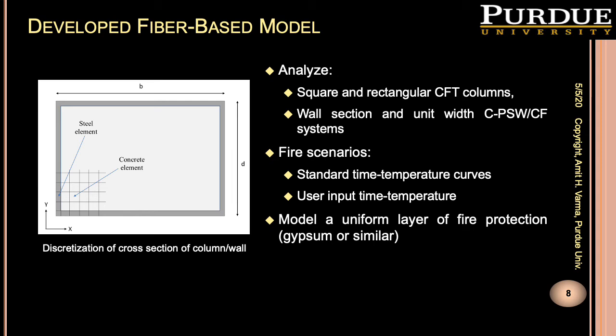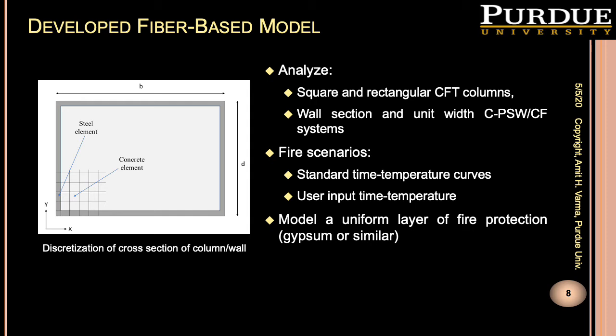In addition to finite element models, a two-dimensional fiber-based numerical model was developed to simulate the behavior of composite axial members, including composite plate shear walls and concrete filled tube columns under fire loading. The main goal in developing this model was to provide a time-efficient and accurate tool that could be used for parametric studies and also for design of composite members under fire loading.